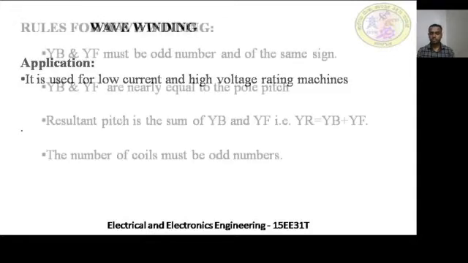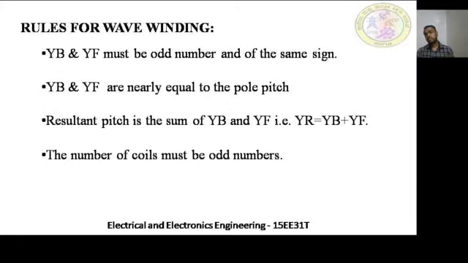So next are the rules. Rules for wave winding. As you know, we have to follow a set of rules in order to achieve the desired voltage, that is high voltage and low current. That's the main purpose, with minimum losses while performing the winding operations. The losses have to be minimum. So these are the set of rules we have to follow.